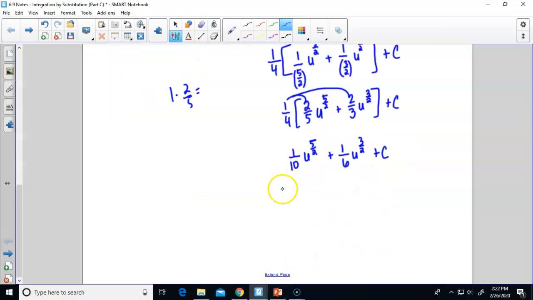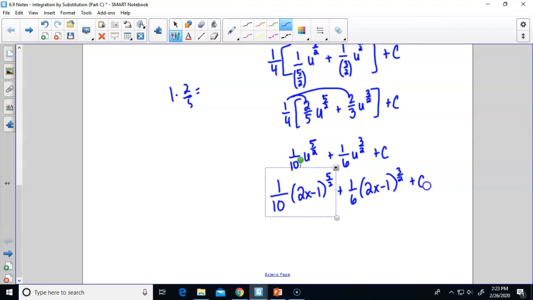And then the last thing we've got to do is plug back in our 2x minus 1. So we'll do that, and we will be done. Okay, questions?